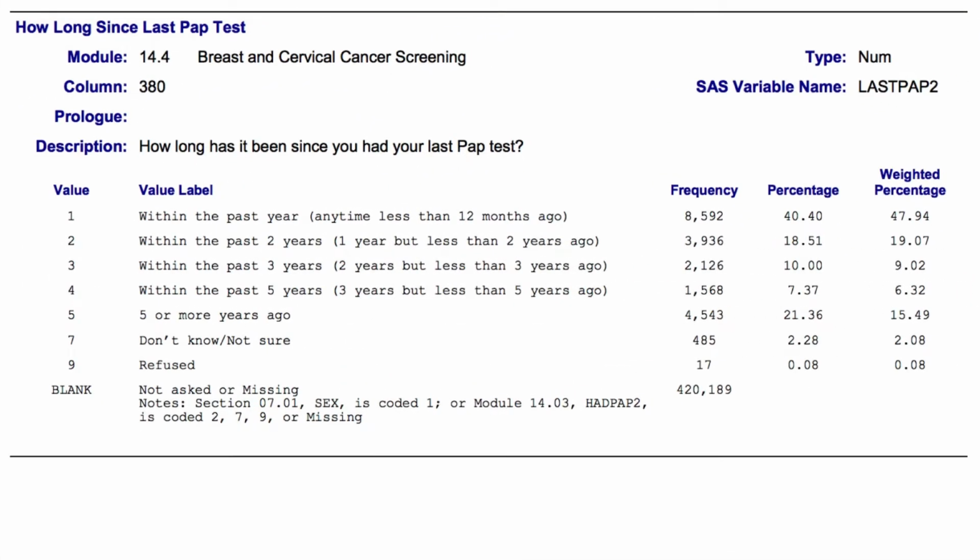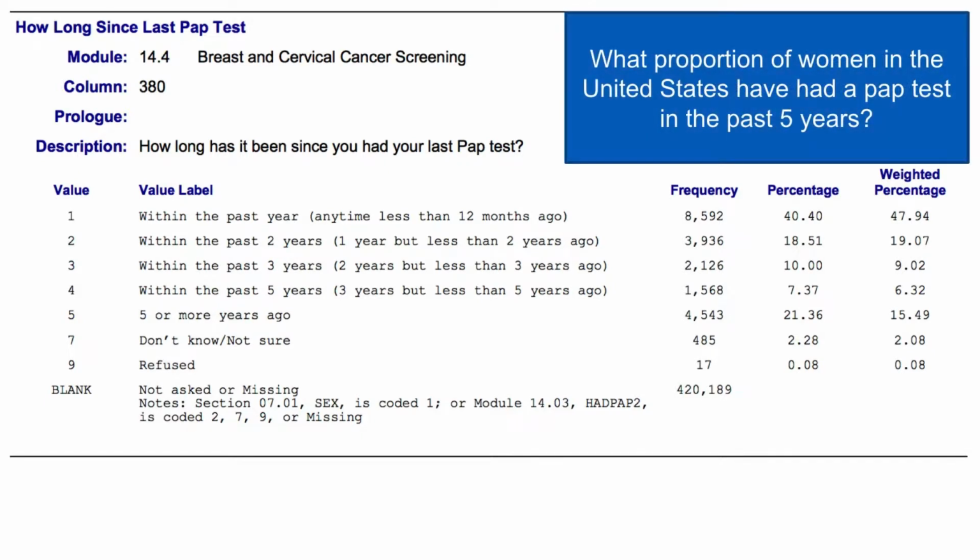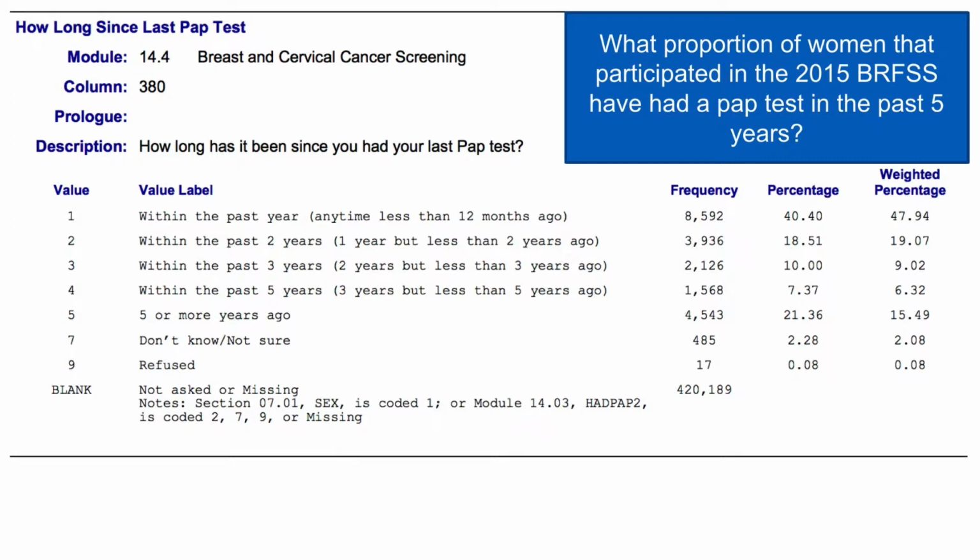For this demonstration, we're going to return to the Pap test example from the BRFSS. And we want to know the proportion of women in the United States that have had a Pap test in the past 5 years. However, we haven't yet learned to appropriately weight BRFSS data to represent the US population. So we will amend our study question a little bit. There. We know how to calculate the proportion of our participants that had a Pap test in the past 5 years. Now let's go through our checks.